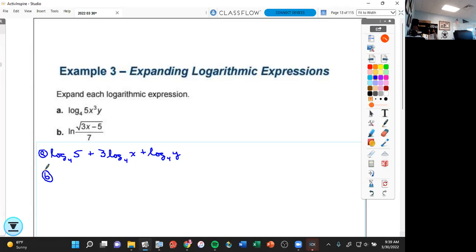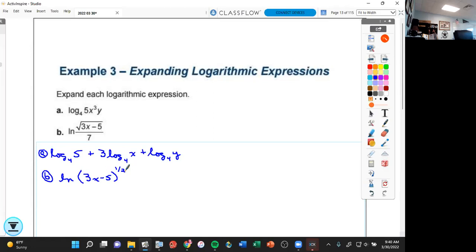No. Mm-mm. What's another way of writing a square root? What about the 1/2? Okay, so could I write this as natural log of 3x minus 5 to the power of 1/2? Can I do that? Yeah. Y'all good with that? So what comes out?